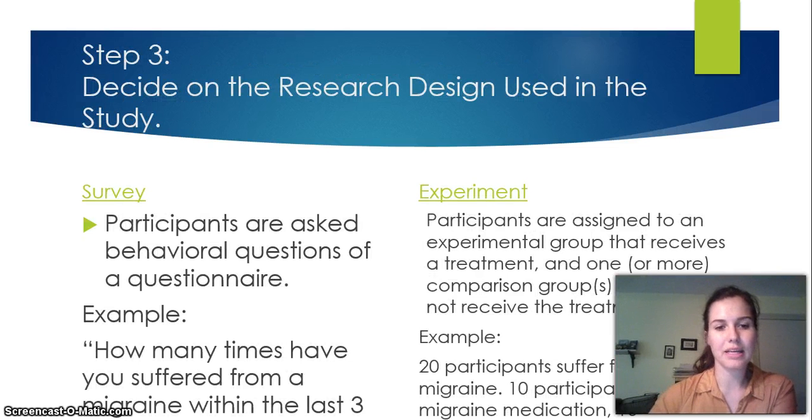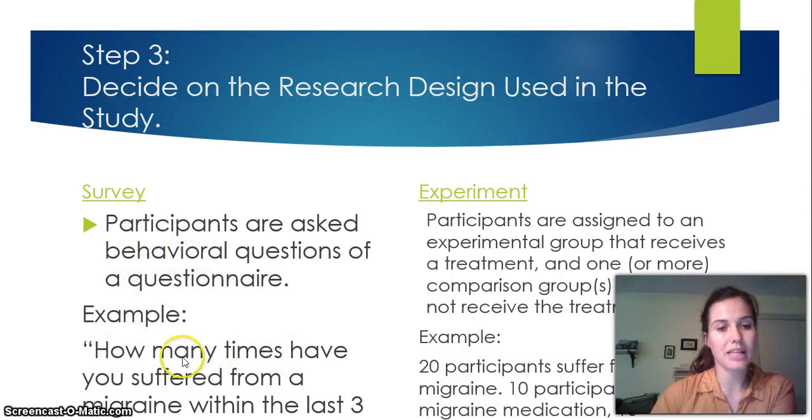The next step is an important one, and it asks you to decide on the research design that is used in the study. There are two major research designs, and you will most likely only encounter the one on the left hand, the survey design. But sometimes there are experimental designs, and I just want you to know about them. Okay, so in a survey, participants are asked behavioral questions based on a questionnaire. So that's the key, it's behavioral questions.